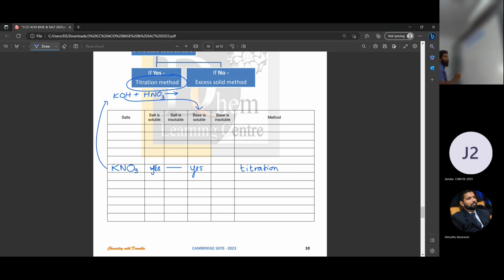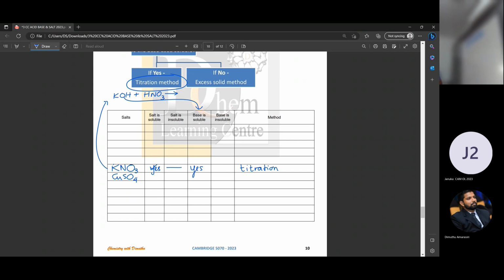And next one after potassium nitrate, copper sulfate, that is CuSO4. Is the salt soluble? Give me answers. Yes. No. Yes. So then why do you say it's soluble? You know.